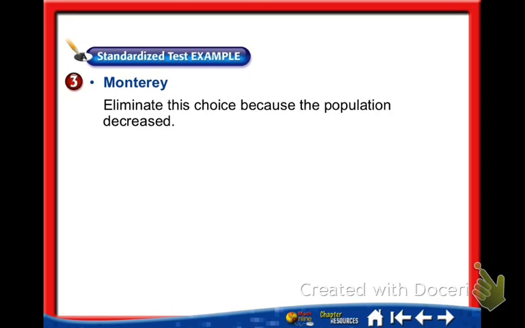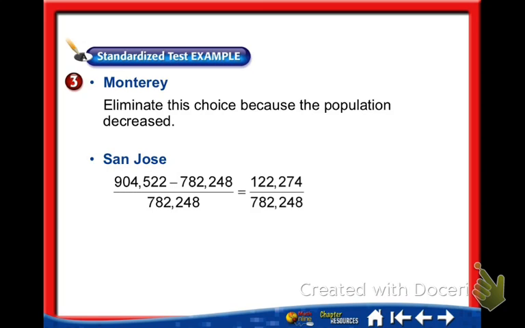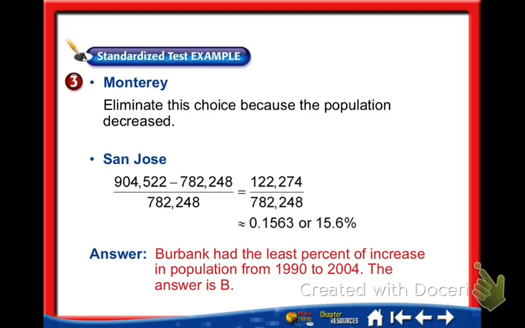Monterey. Eliminate this choice because the population decreased. We need increased. San Jose. Find the amount of change, put it over the original amount, and change your decimal to a percent. This gives you about 15.6%. Burbank had the least percent of increase in population from 1990 to 2000. The answer is B.